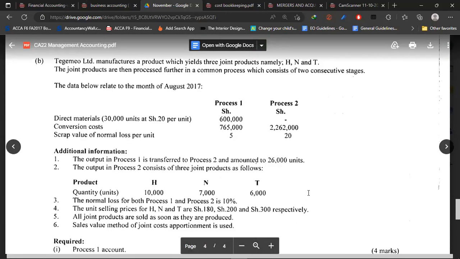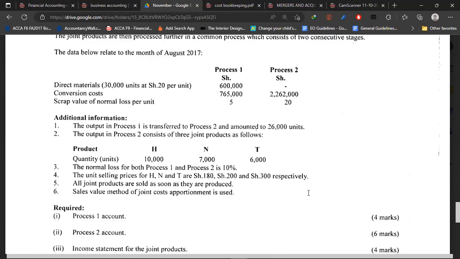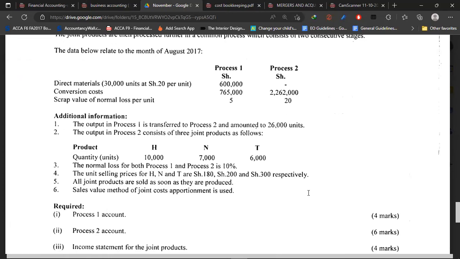So we have been told Tegemeo Limited manufactures a product which yields three joint products, namely H, N, and T. The joint products are then processed further in a common process, which consists of two consecutive stages. The data below relates to the month of August 2017. We have process one and two. The direct materials are given, the conversion cost given, then the scrap value of the normal loss per unit given for each process.